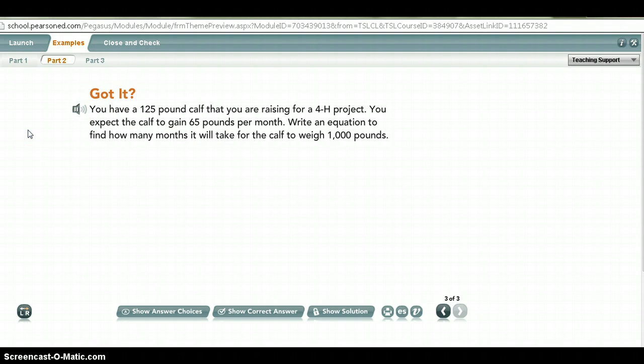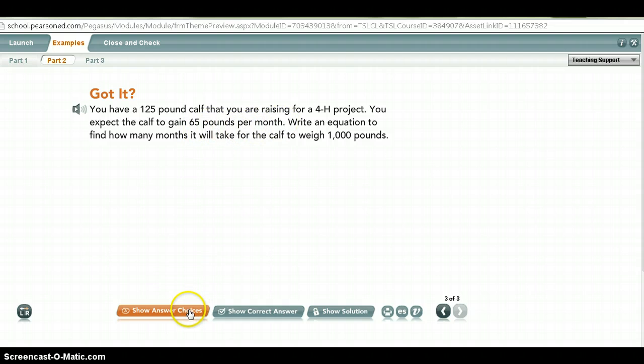You have a 125-pound calf that you are raising for a 4-H project. You expect the calf to gain 65 pounds per month. Write an equation to find how many months it will take for the calf to weigh 1,000 pounds. Okay, so ladies and gentlemen, go ahead and try thinking about the equation you would need. You're thinking about the 65 pounds per month, what it's starting at, and that we wanted to weigh 1,000 pounds. So we know we needed to equal 1,000 pounds. We just need to find out how many months it is going to take at 65 pounds per month.